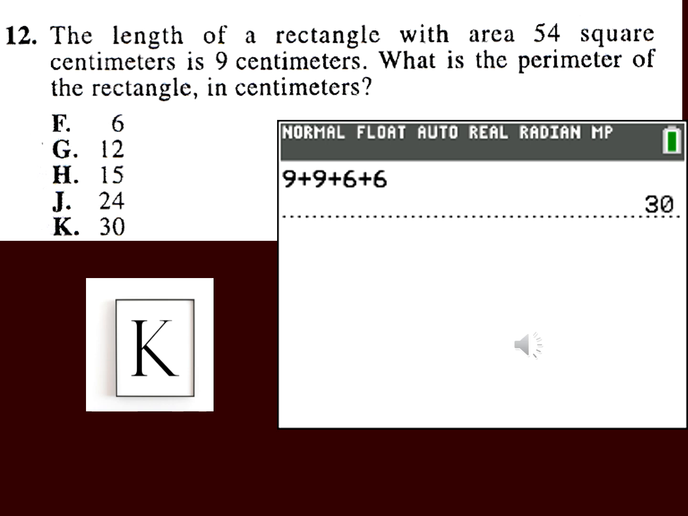And I could just literally add up all four sides, 9 plus 9 plus 6 plus 6, or I could take 2 times 9 plus 2 times 6. Whatever you do, you're going to get an answer of 30.